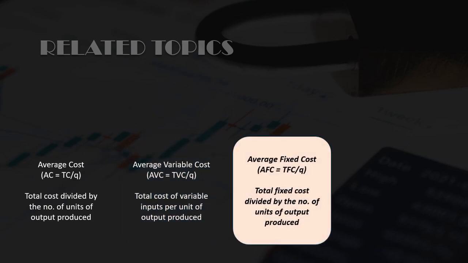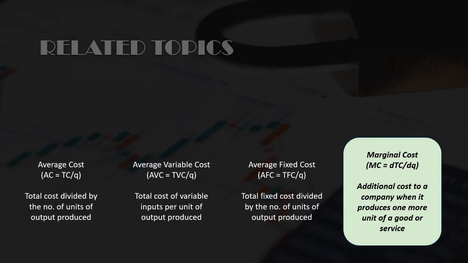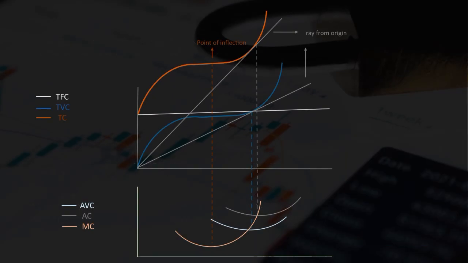And then the third topic is average fixed cost, which is the total fixed cost divided by the number of units of output produced. And for the last topic, it's marginal cost. It is the additional cost to a company when it produces one more unit of a good or service.